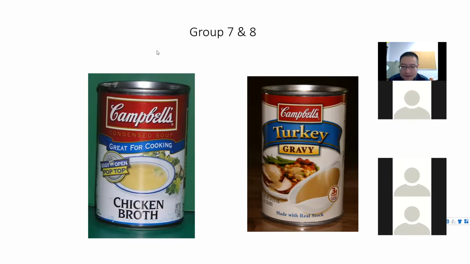Yeah, the gravy probably is slightly more viscous, so you might need to do a rotary retort, or you could do aseptic. Yep. Good job. Group 8, you guys agree? Yeah, we said pretty much the same thing.